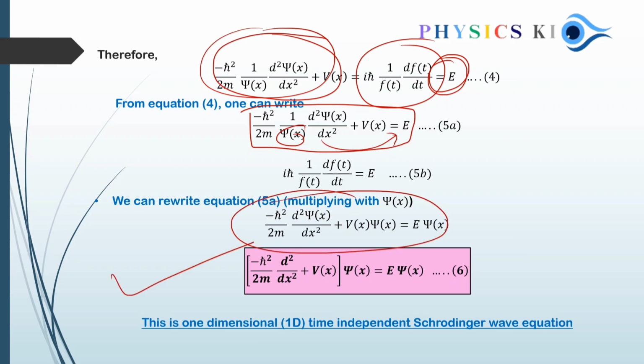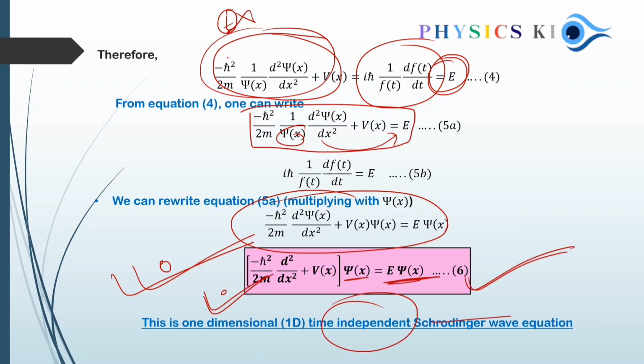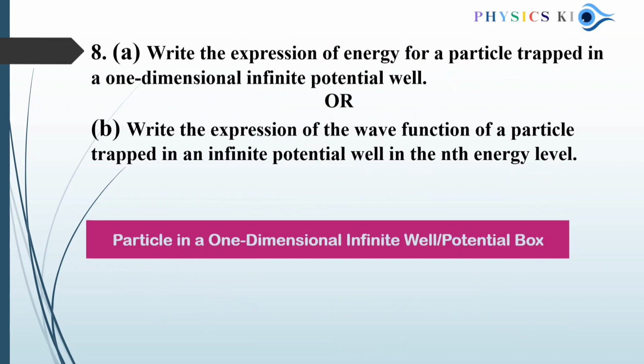Got the idea? Now check, on the left hand side there is no t, so it does not depend on t. So our last form is minus h cut square divided by 2m d square by dx square plus V of x psi of x is equal to E psi of x. This is your time-independent Schrodinger wave equation. Got the idea? This video is only for revision purposes, but how to derive it, this is the methodology.